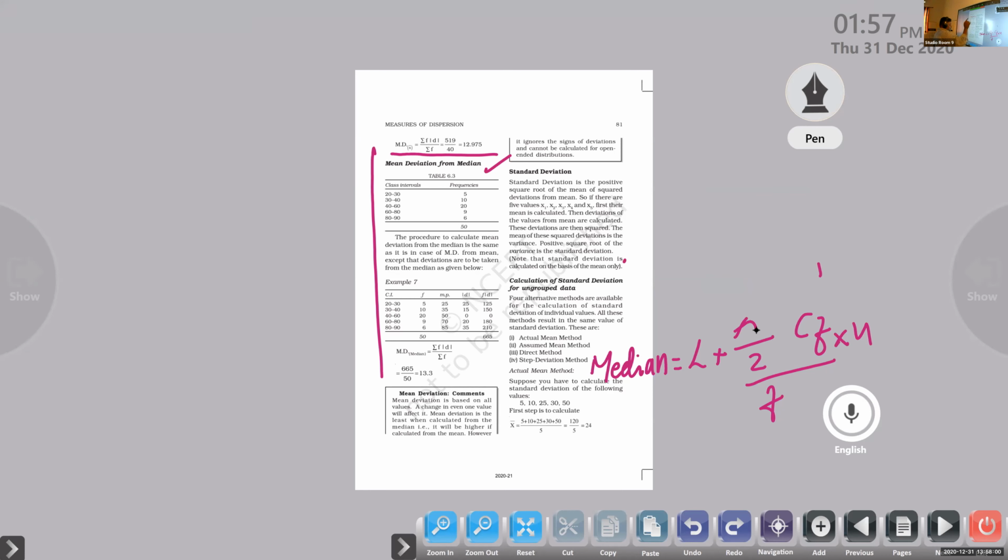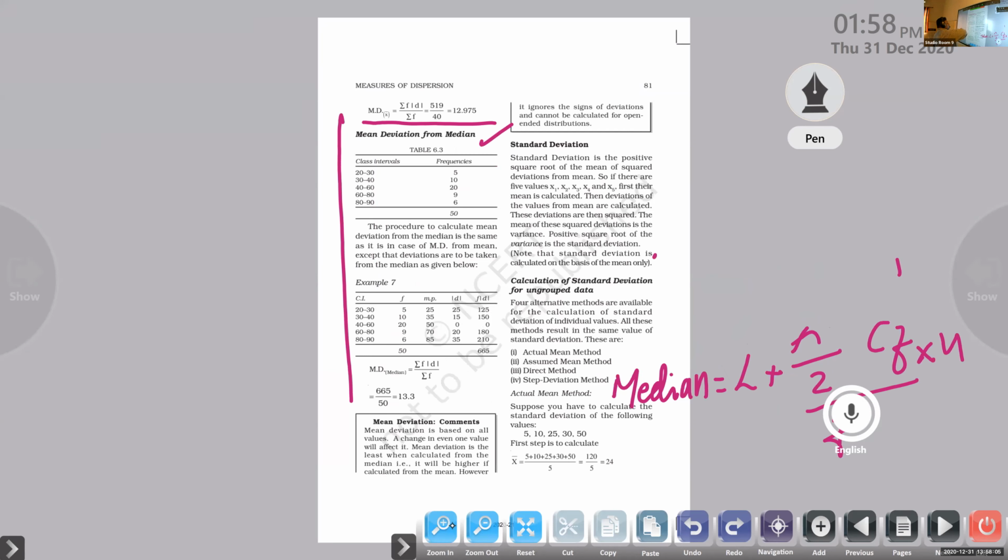So we are going to use this example here, table number 6.3. Class intervals are 20 to 30, 30 to 40, 40 to 60, 60 to 80, 80 to 90. Frequencies are 5, 10, 29 and 6. Altogether the sum of F, sigma F, is 50. Now you can calculate.